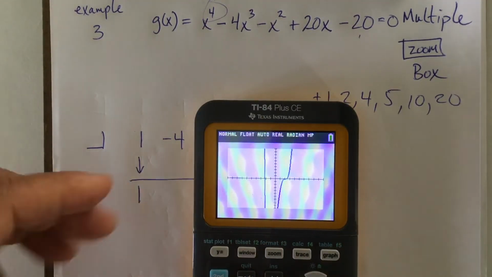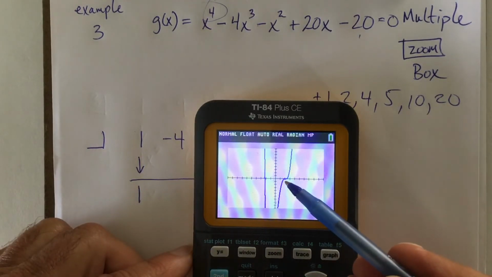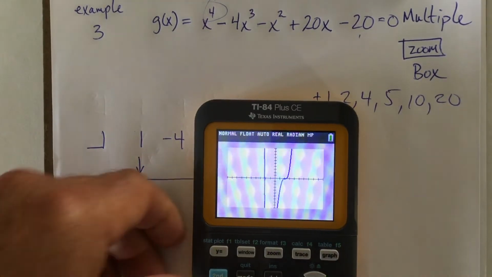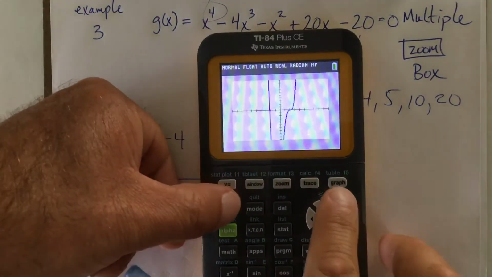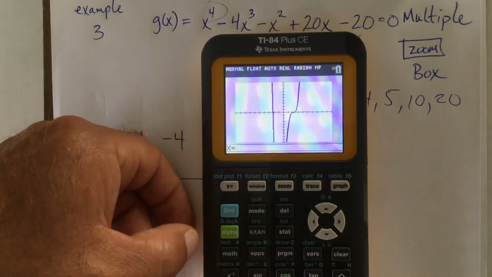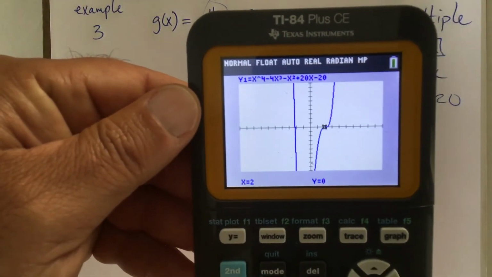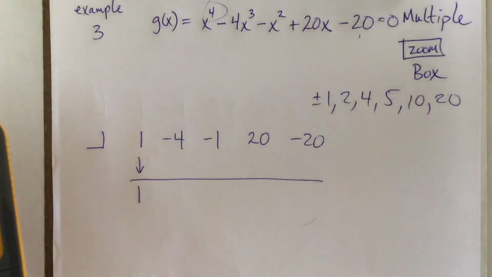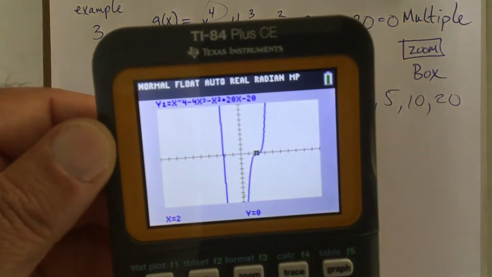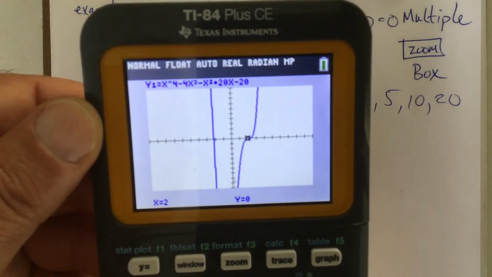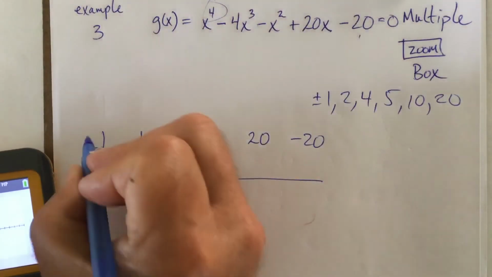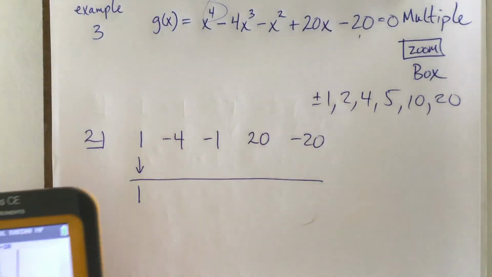Hey, looks like it crosses at 2. I'm going to do that first. Let's go. Second, calculate the value at 2. Sure enough, I have a 0. I have a root. I have an x-intercept at 2. I'm using the synonyms. So I'm going to start my synthetic division right now.